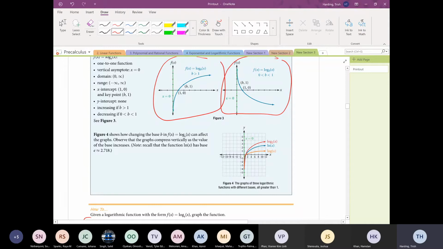Notice that you do have that asymptote, so you cannot cross that axis. So right here, traditionally, if you shift it over, you most certainly can. But if we're just talking about parent functions, you cannot.